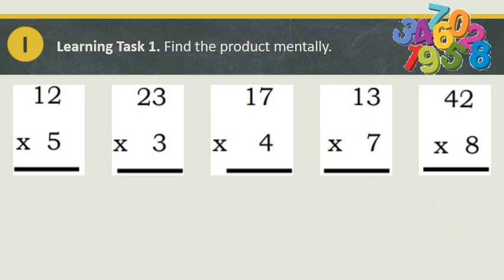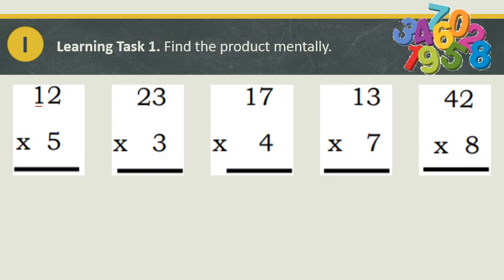So, for the learning task 1, ito po ay napag-aralan nyo na nung kayo ay grade 3. So, how to multiply numbers, yung 2-digit number by 1-digit number mentally. Dito, i-discuss ko na kung paano siya sinosolve. Ngayon, ang 12 times 5, ito po ay ang value ng 1 dito ay 10. So, ang 10 times 5 is 50, then 2 times 5 is 10. Kaya siya magiging 50 plus 10 is 60. Ganun pang ginagawa doon.